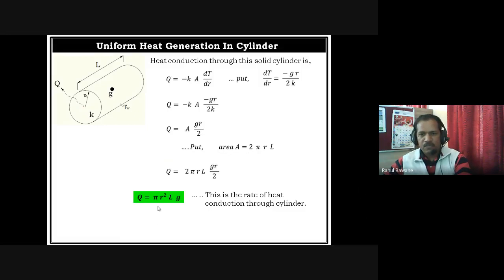Many times it is asked to find Q by L, that is heat per unit length. So we have to shift this length term to the left-hand side, so it becomes Q by L. So Q by L will be pi r square g.